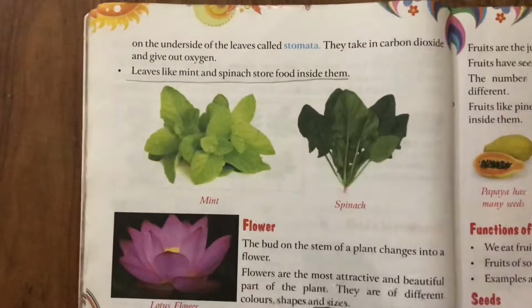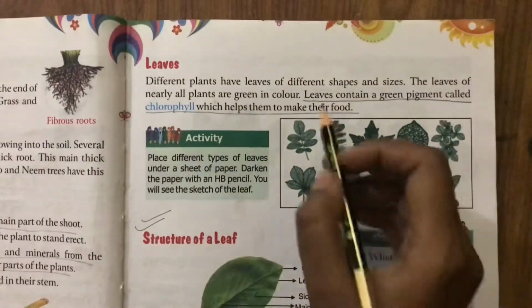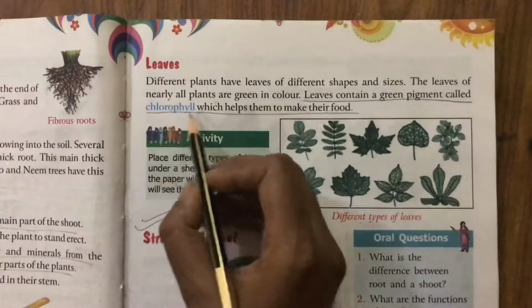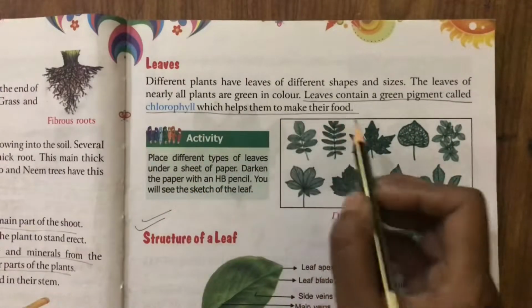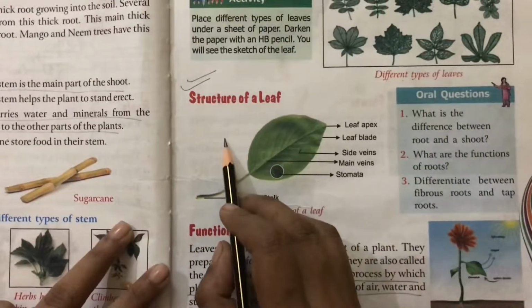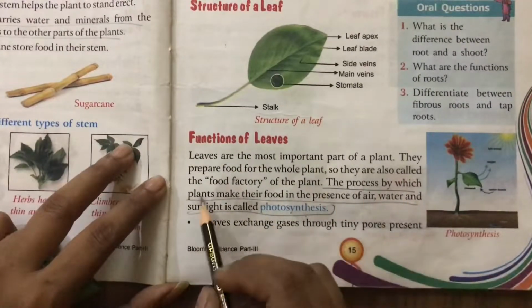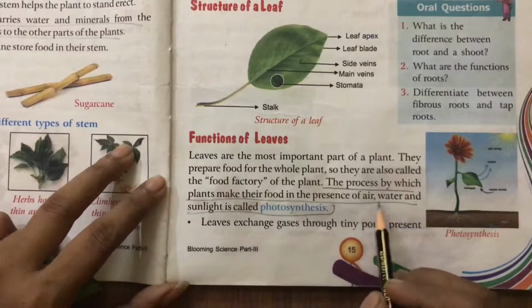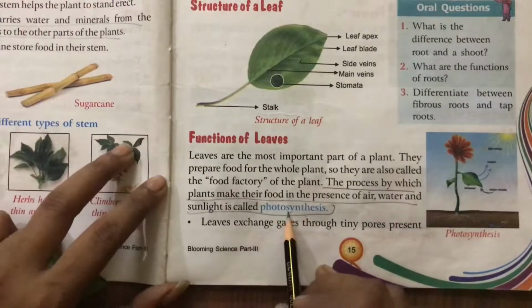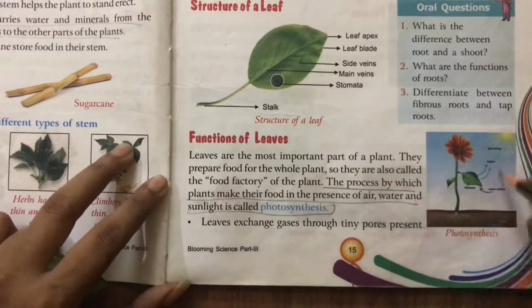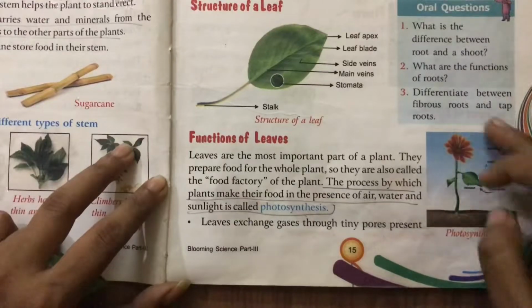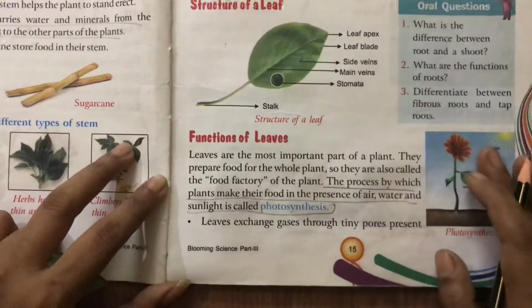So the lines that you have to underline are: leaves contain a green pigment called chlorophyll, which helps them to make their food. You have to practice this diagram, structure of a leaf, and then the process by which plants make their food in the presence of air, water and sunlight is called photosynthesis. The whole process is called photosynthesis.